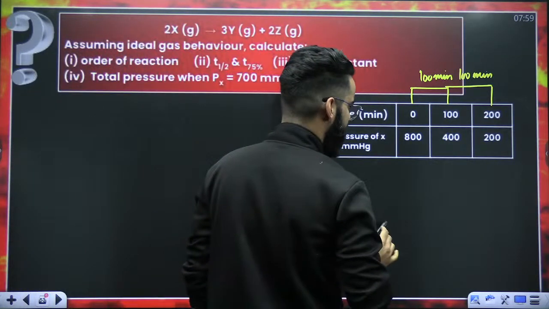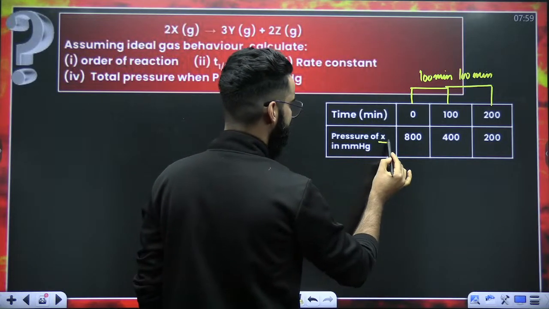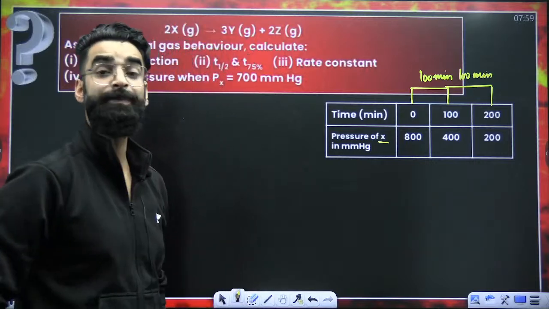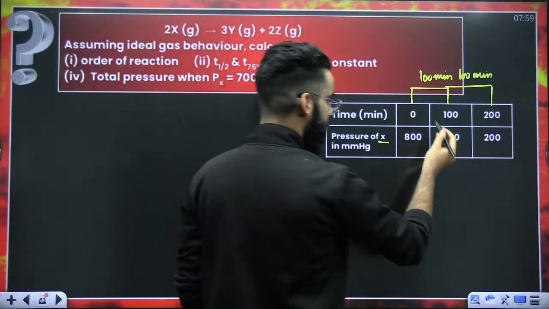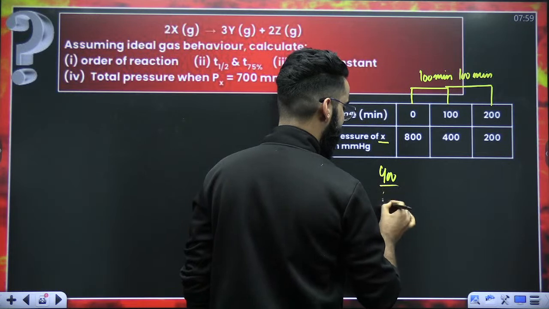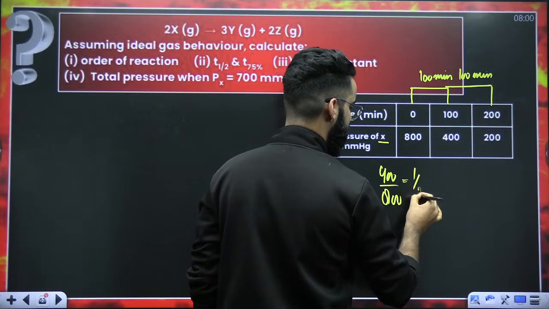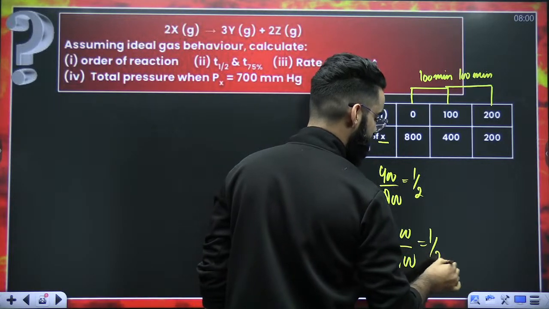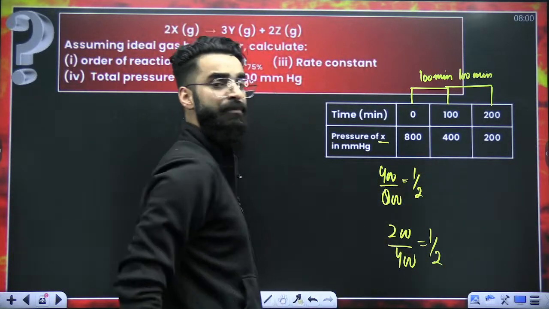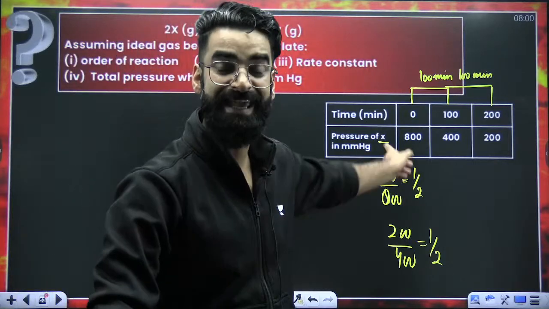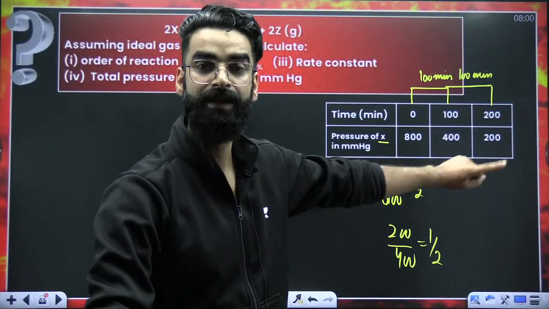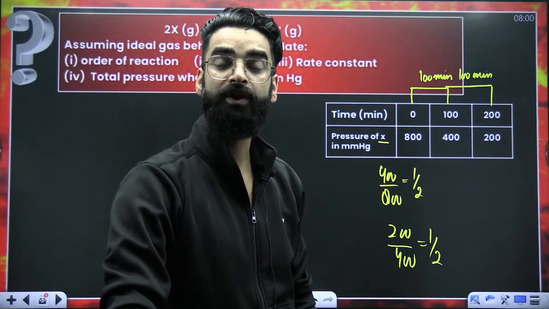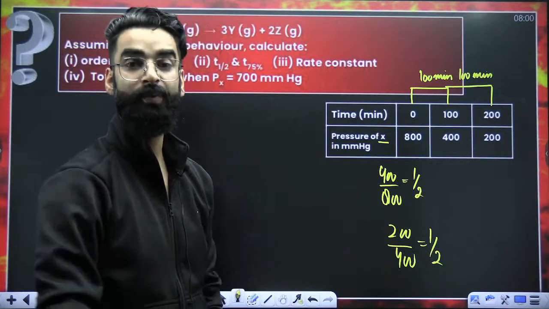If the time interval is same, now check whether the pressure of reactant forms GP or AP. Say, if I divide 400 by 800, the value comes out to be 1 by 2. Then if I divide 200 by 400, the value again comes out to be 1 by 2. So is the common difference same or common ratio same? In the same time interval, it is the common ratio of the pressure of reactant which is same.